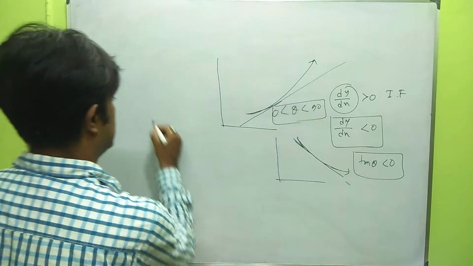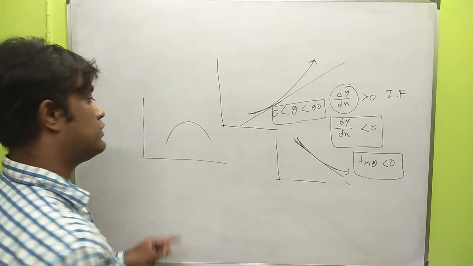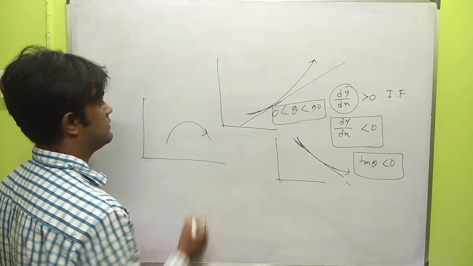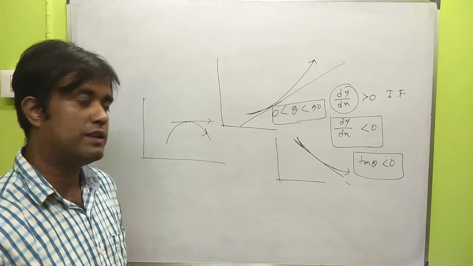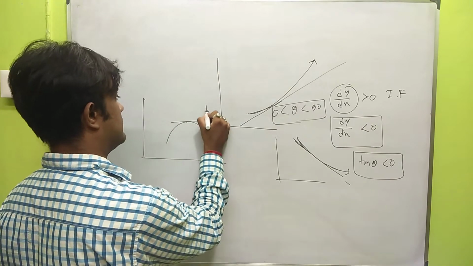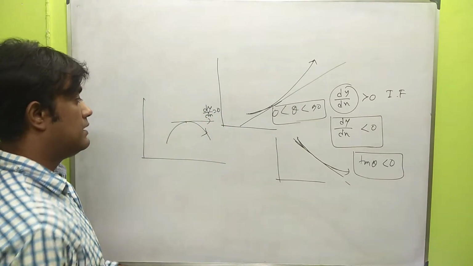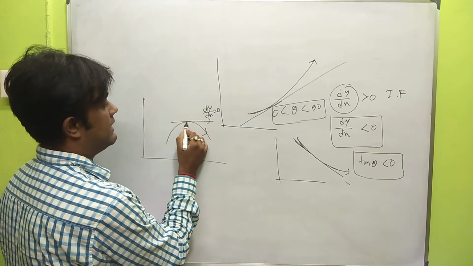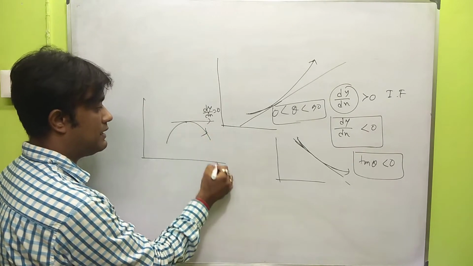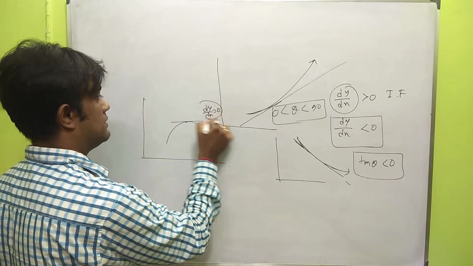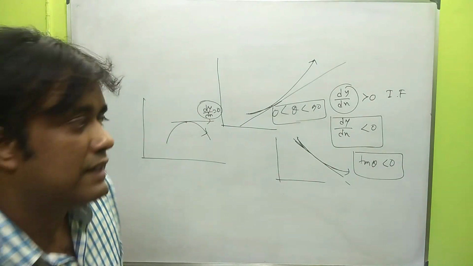And if we draw a curve, at some point we observe that dy by dx is equal to 0, as the tangent at that point on the curve is parallel to the x-axis. So dy by dx is equal to 0.